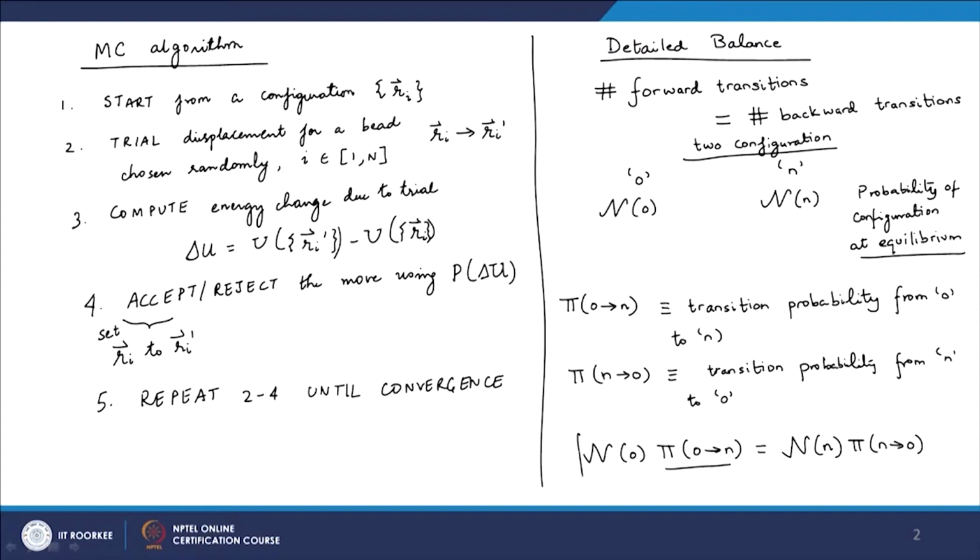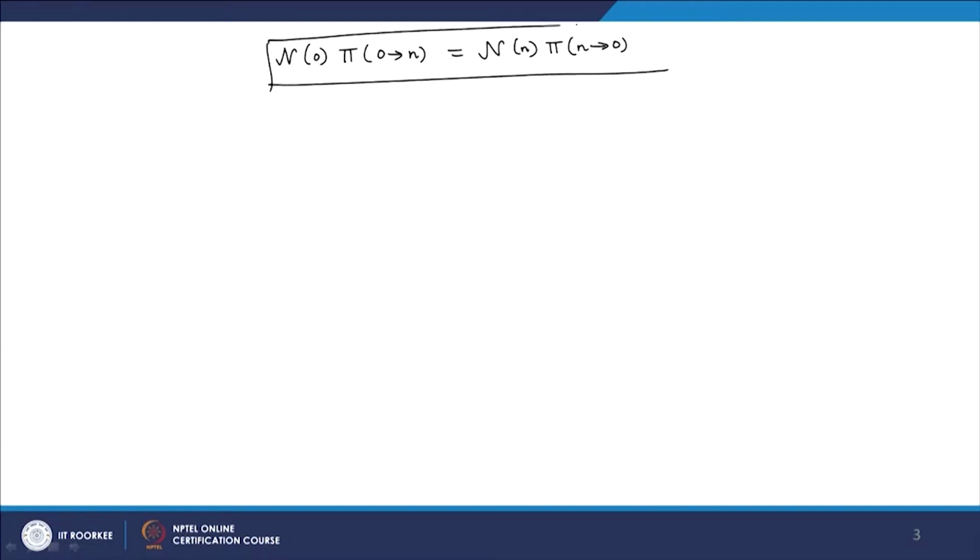So, this is my condition of detailed balance, and now we will see how it helps me to give the acceptance or rejection criteria. So, we start with the condition that I reproduce here. And let us look at what the transition probability is equal to.